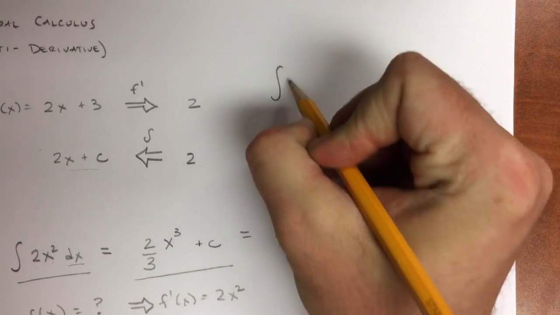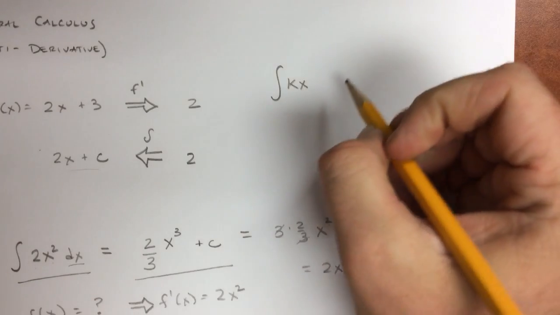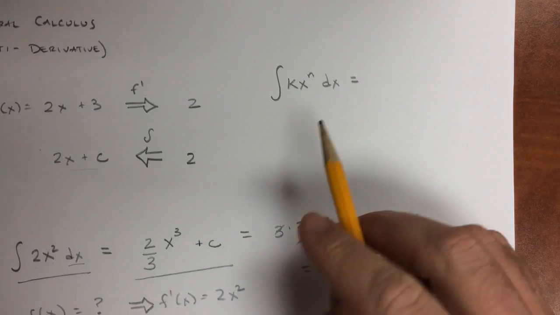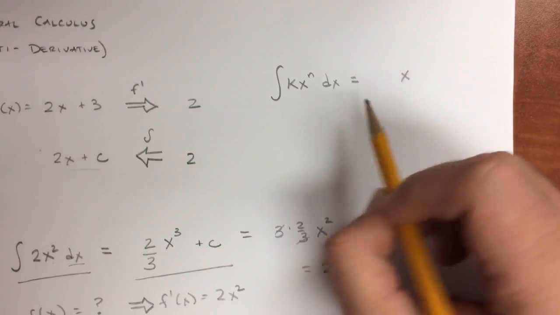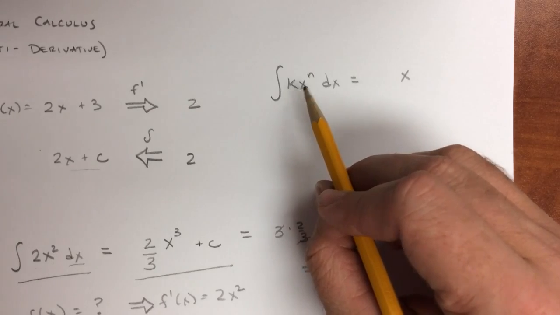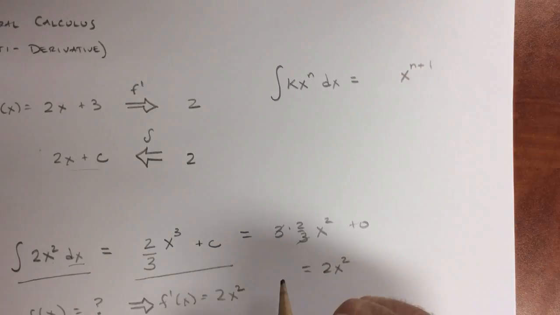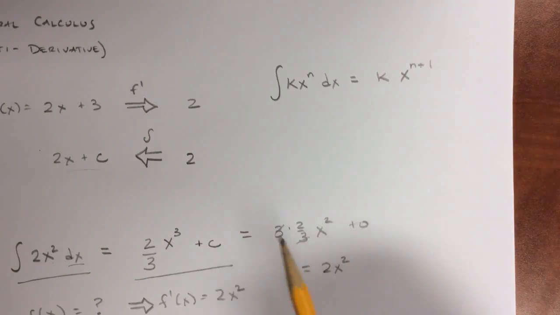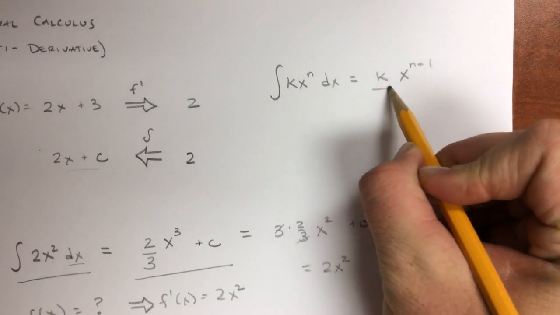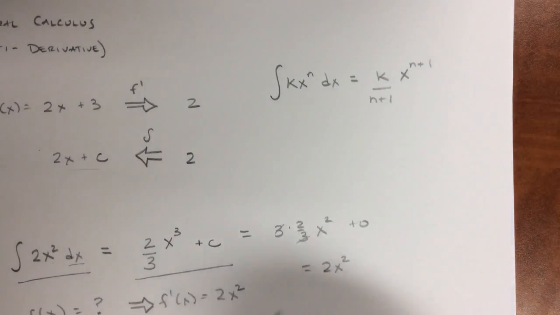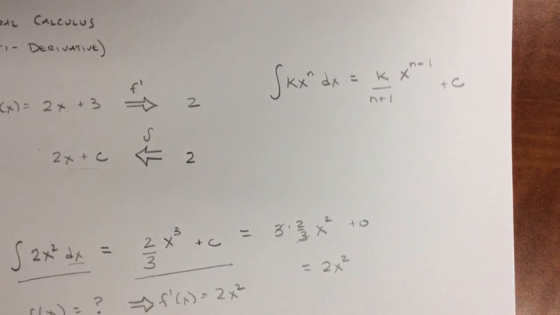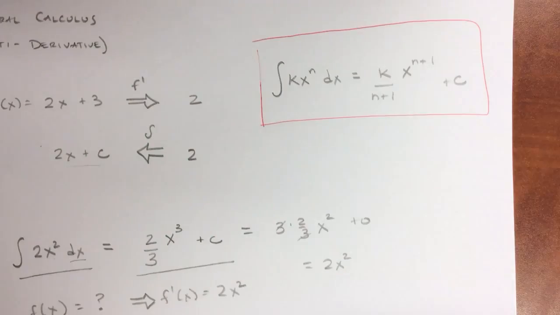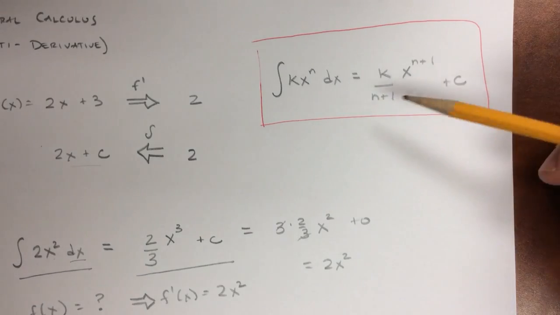So the integral of k x to the nth power dx is equal to, well, let's start with the x. When we take the derivative, we subtract off 1. So when we take the integral, we just add 1. The constant stays out front, and because when we do the derivative we bring the exponent down in front, when we do the integral, we bring it underneath, plus c. So this here is the general rule of how to do an integral.